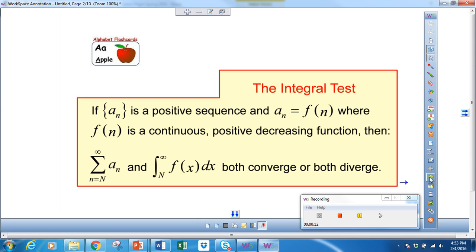The integral test says this: if you have a series, a sub n, and the series is continuous, positive, and decreasing, then the integral of the function that is equal to the series, if the integral converges, then the series converges. If the improper integral diverges, then the series diverges.